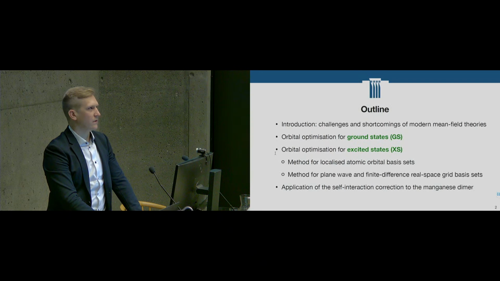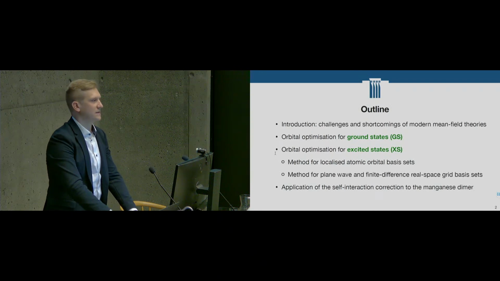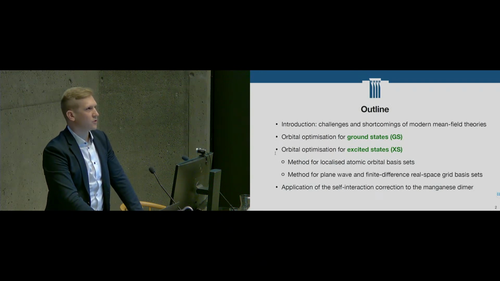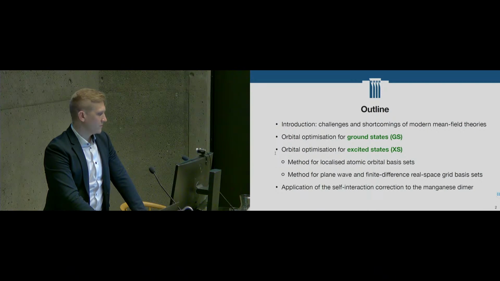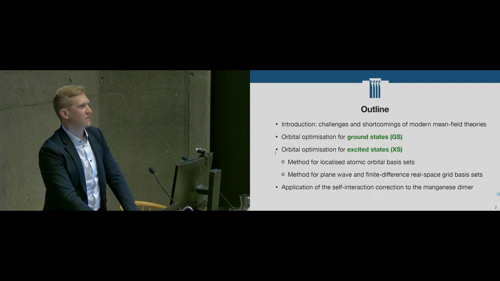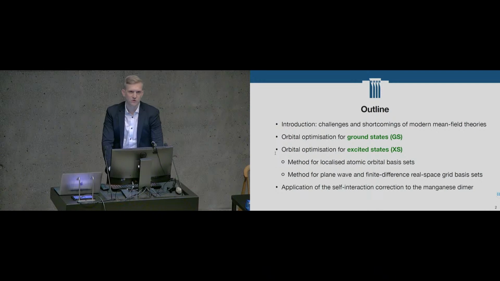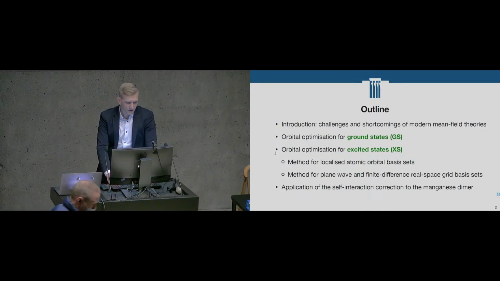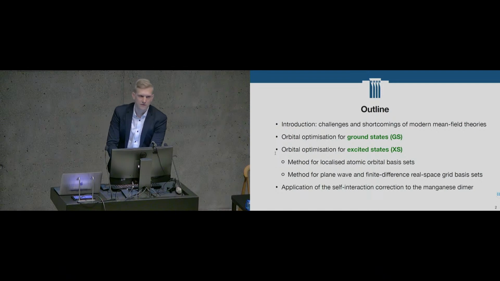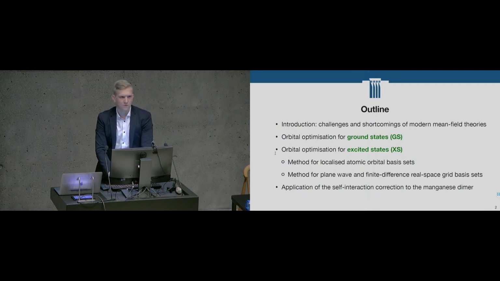To begin with, I will introduce the subject of my study, and I will discuss shortcomings and challenges of mean field approaches. And then I will move to discussion of orbital optimization methods, which I developed during my PhD study for calculating the ground and excited states. And in the last part of my talk, I will show you the application of self-interaction corrected density functional calculations of electronic states in the Manganese Dimer.